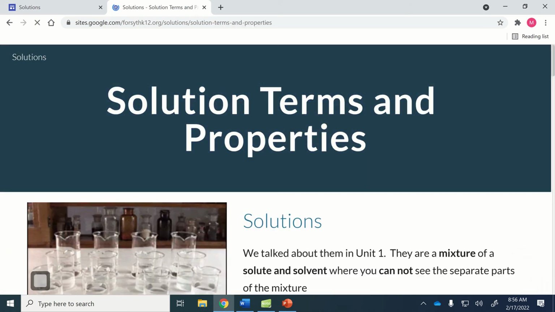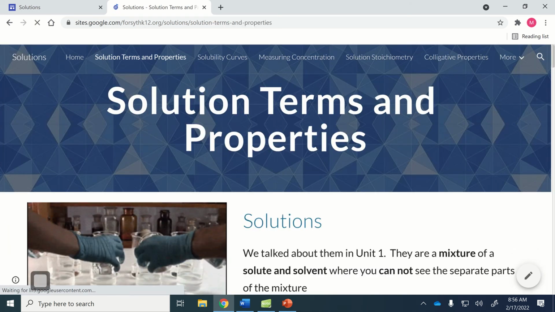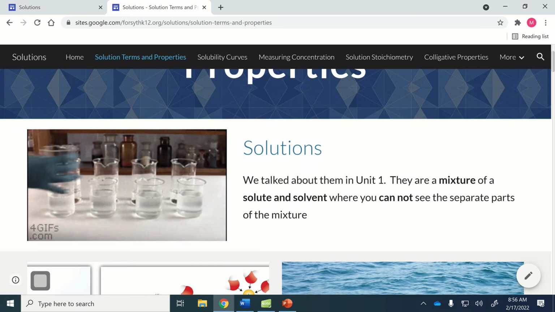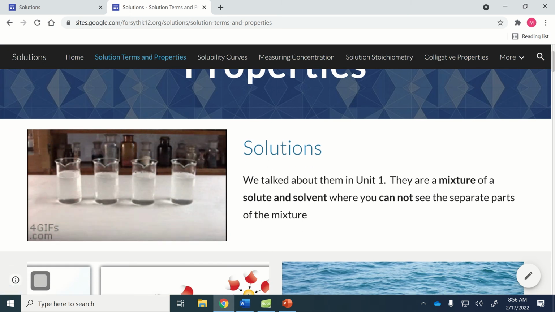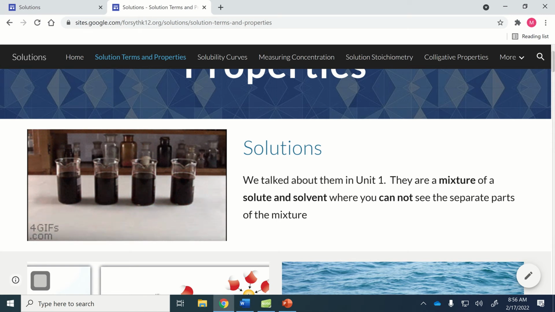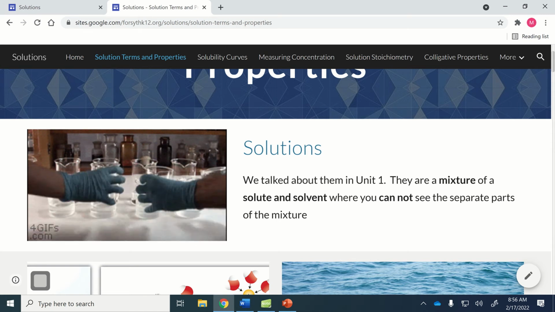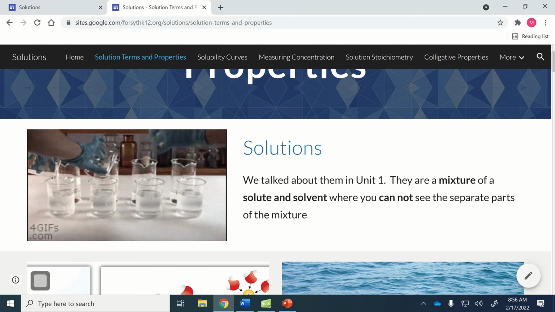Okay, so we've already talked about solutions before. We're going all the way back to Unit 1 where we just talked about matter, that matter can be in the form of pure substances, it can be mixtures, and so forth. But we're getting into more detail now.